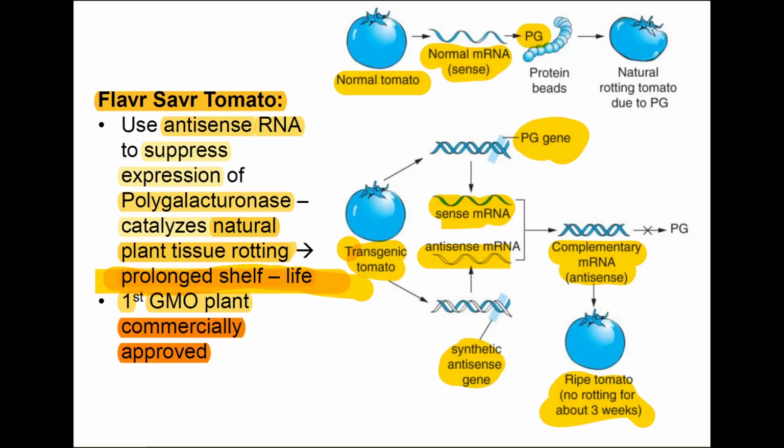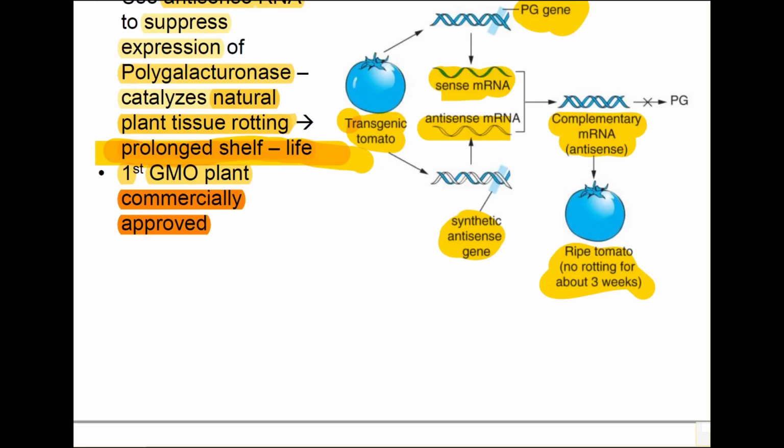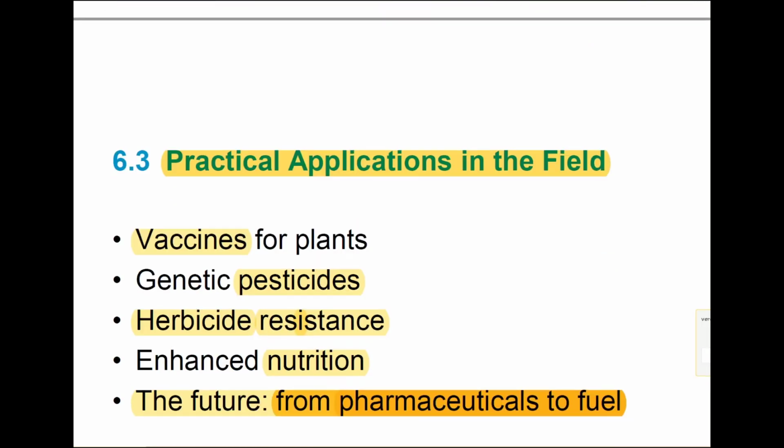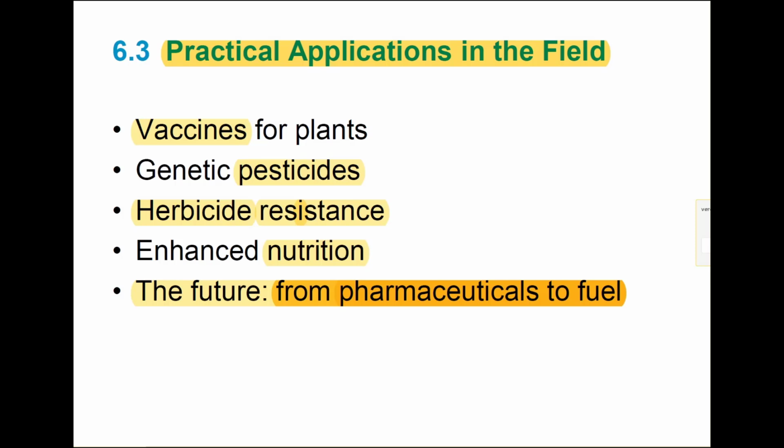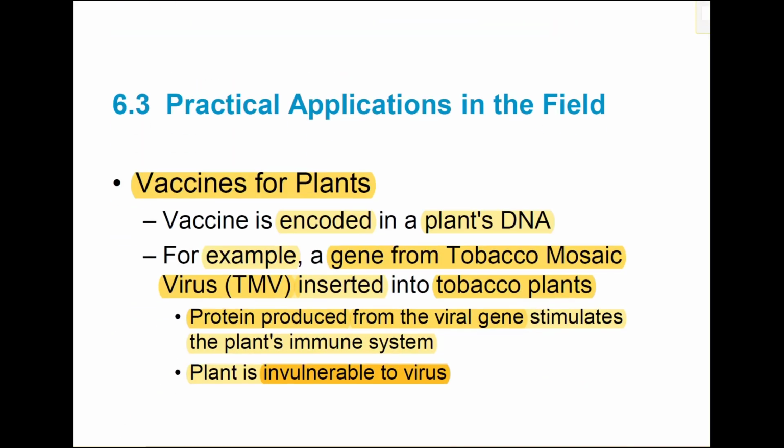Okay, so the last one, a huge percentage of fruit rots and is never consumed. Vaccines, genetic pesticides, herbicide resistance, enhanced nutrition, pharmaceuticals to fuel. So all these are the directions for GMO plants today, and all these different kinds of industries that have arisen.